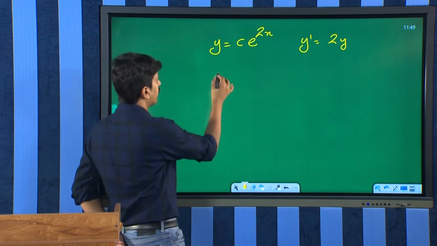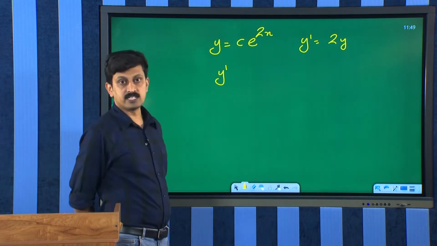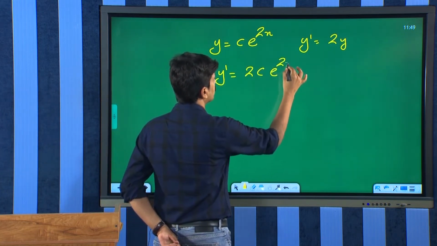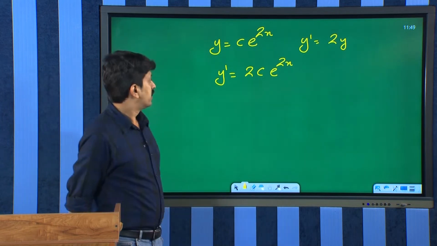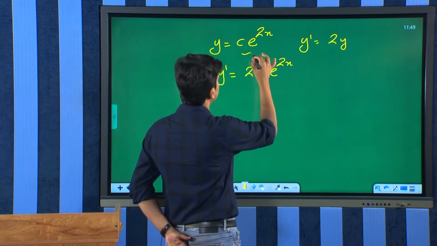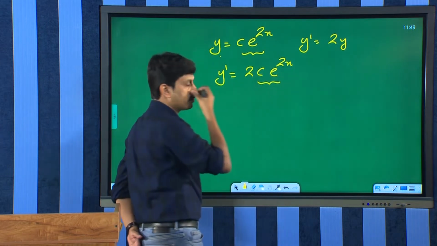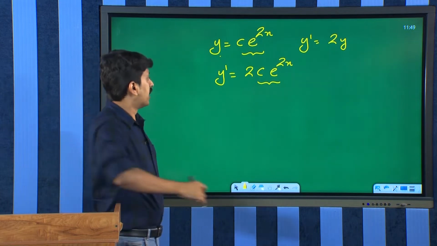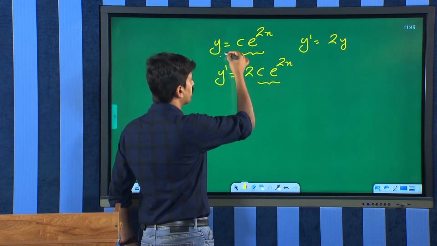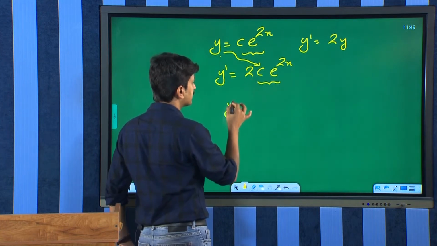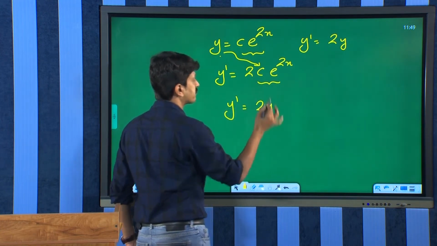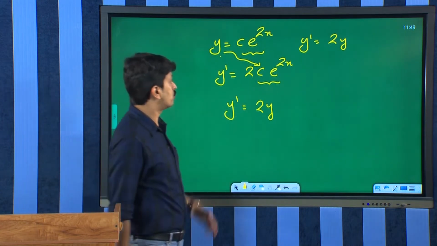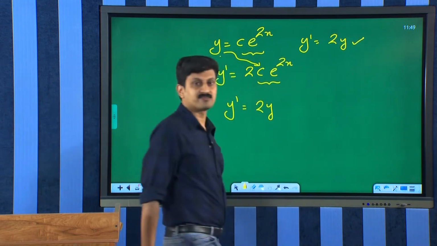We can find y dash, that is dy by dx, as the derivative of c e raised to 2x, which is 2c e raised to 2x. Since c e raised to 2x is actually y, instead of c e raised to 2x we can replace it with y. Therefore, y dash is equal to 2y. So y is equal to c e raised to 2x is also a solution of y dash is equal to 2y.